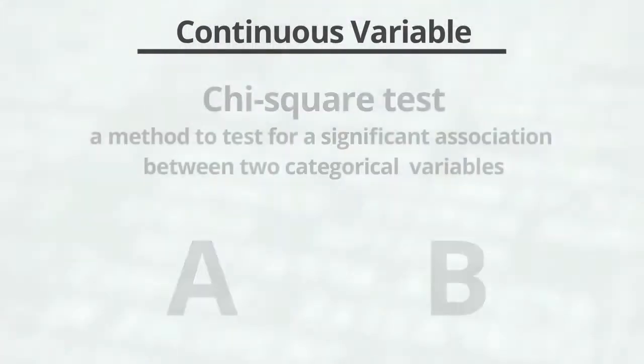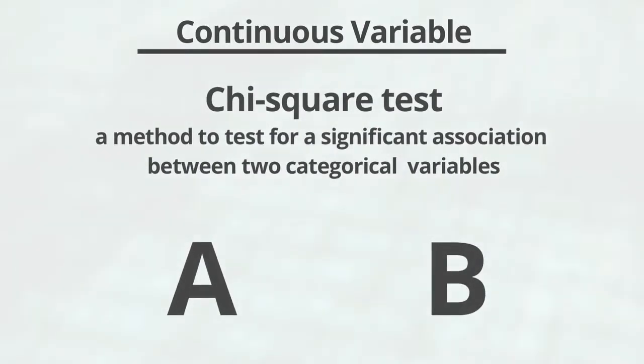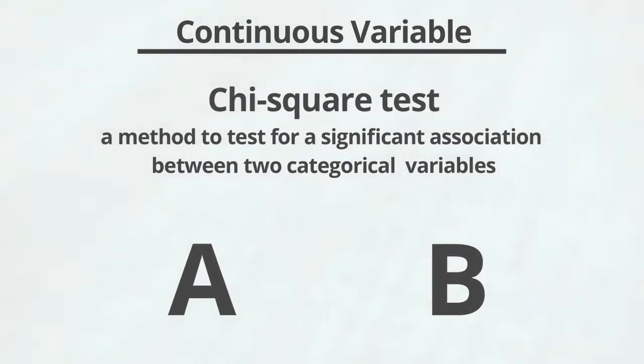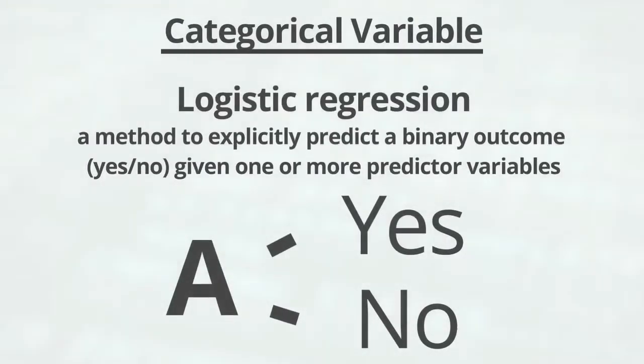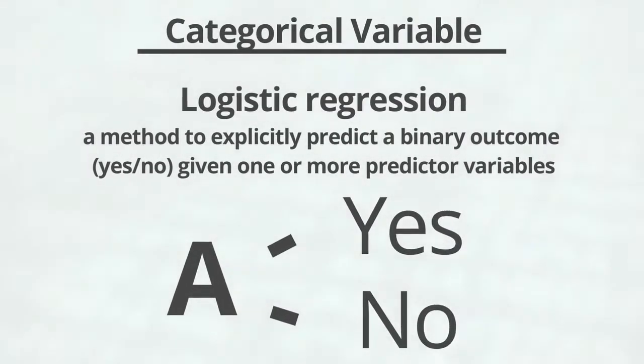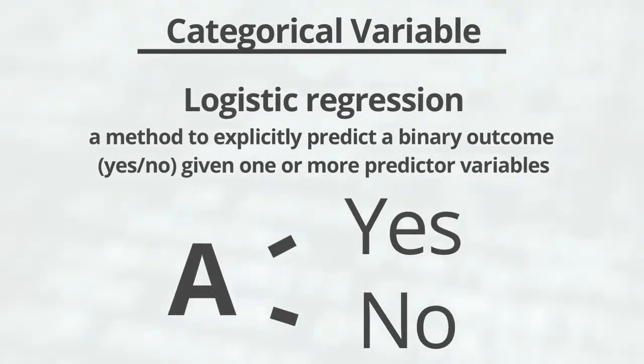A chi-square test is used to examine the association between two categorical variables. Logistic regression is used to predict a binary or yes-no outcome as a function of one or more predictor variables.